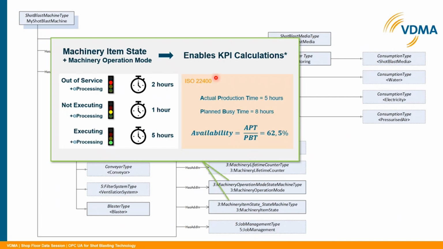So in the ISO 22400, you find the availability KPI number, and with the information from the state machines, you can actually find out what availability your machine has.